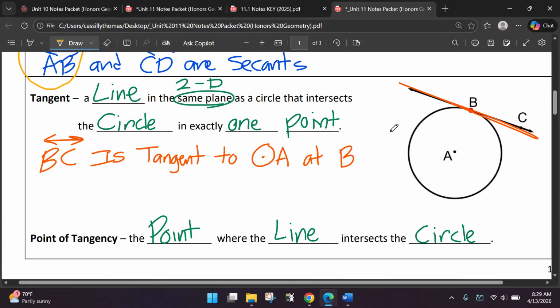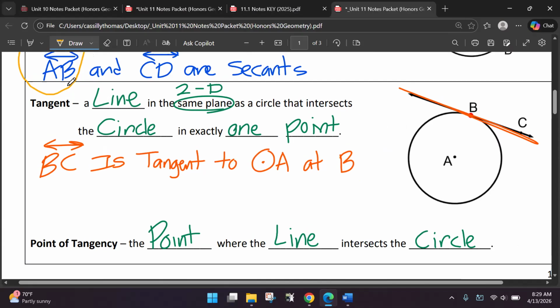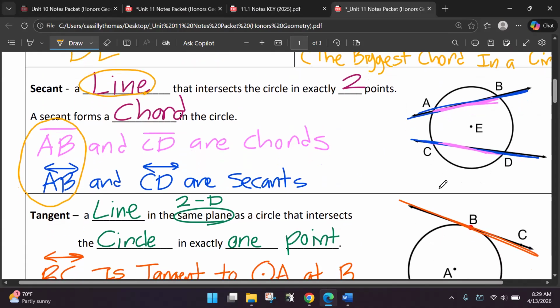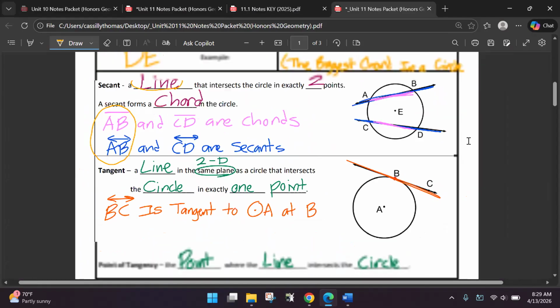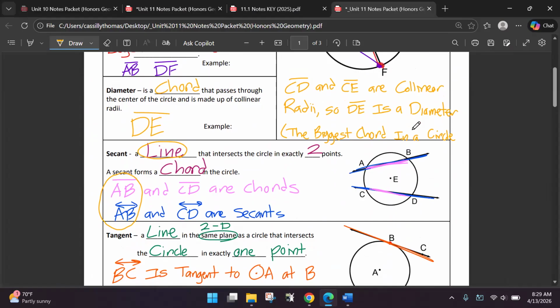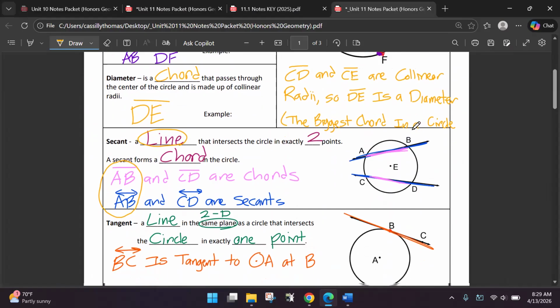All right, so just to recap everything, I know we went through that a little bit fast. A tangent intersects a circle in one spot, whereas secants intersect a circle at two spots. Both a secant and a tangent are lines, so they go on forever. Tangent goes in one spot, secants go in two spots. Those are the big new vocab terms that we have in this section so far.